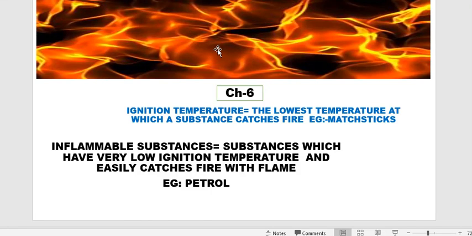Hello everyone. So today we'll see chapter number 6 in the science subject, and in the last class we have already seen a little bit of the introduction and some of the terms regarding this chapter, that is combustion and flame. One term is ignition temperature. What they have given here is that ignition temperature is the lowest temperature at which a substance catches fire, right? For example, a matchstick. It is the lowest temperature at which the substance you are trying to burn will catch fire.